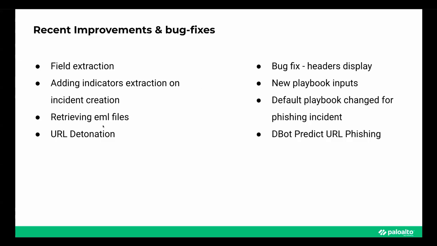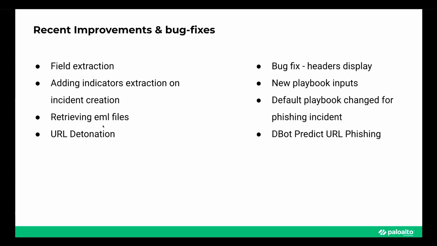So, this is a list of the recent improvements which came in V3 and some bug fixes. The first two things would be extracting indicators directly from incident field chains, and also when an incident is being created. Once an incident is created inside the phishing incident type, we decided on several incident fields from which the indicators would be extracted automatically.